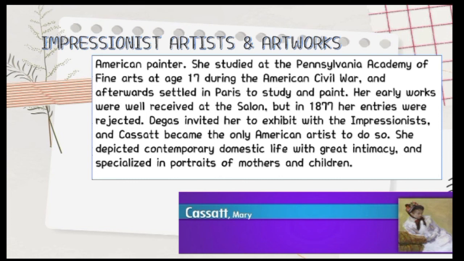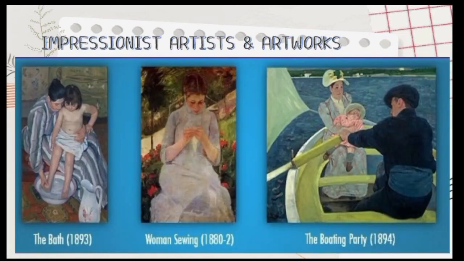Her admiration for Degas would soon blossom into a strong friendship, and Cassatt exhibited 11 of her paintings with the Impressionists in 1879. The show was a huge success both commercially and critically, and similar exhibits were staged in 1880 and 1881.